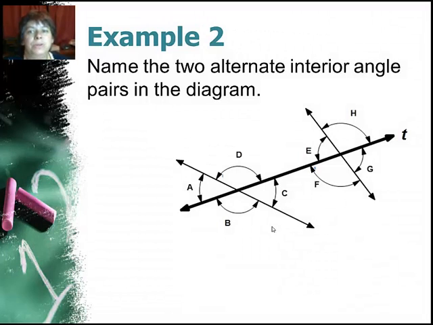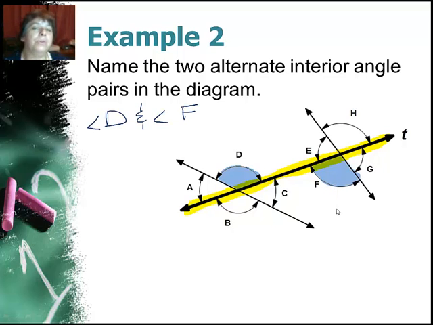In example 2, there are only 2 alternate interior angle pairs in the diagram. So I need to, first of all, identify my transversal, and the interior means that I'm between these 2 lines right here. So I'm going to start with angle D, which is between the 2 lines, and since it's alternate, that means instead of staying above the transversal, I have to go below it. So angle D and angle F are alternate interior angles.